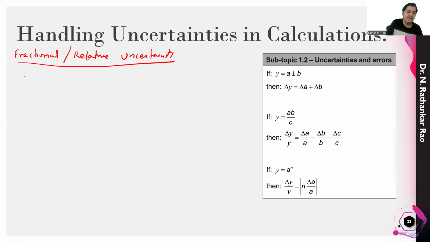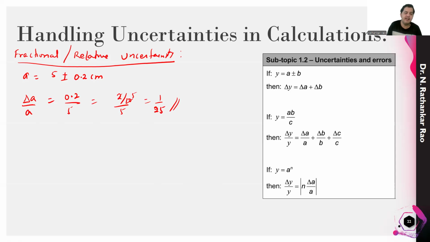Now, fractional uncertainty is nothing but, see, let me take up the previous example. The previous example tells you A is equal to 5 plus or minus 0.2 centimeter. That is what you got here, right? So therefore, the fractional uncertainty here is delta A divided by A. What is delta A here? 0.2. Don't take plus or minus. Just take 0.2. And the value of A is 5. So this should now be equal to how much? 0.2 would be 2 by 10. 2 by 10 divided by 5, which should be equal to 2 ones are 2, 5 twos are 10, so 1 by 25. This is your relative uncertainty.